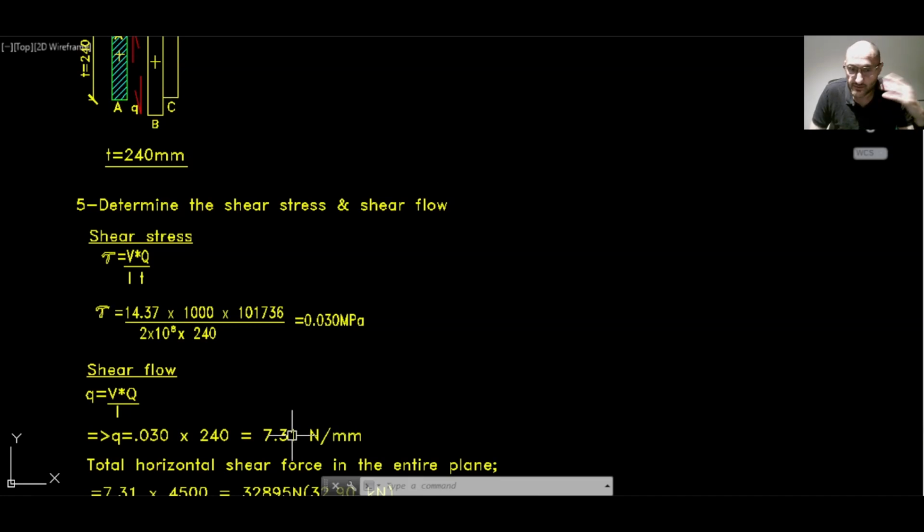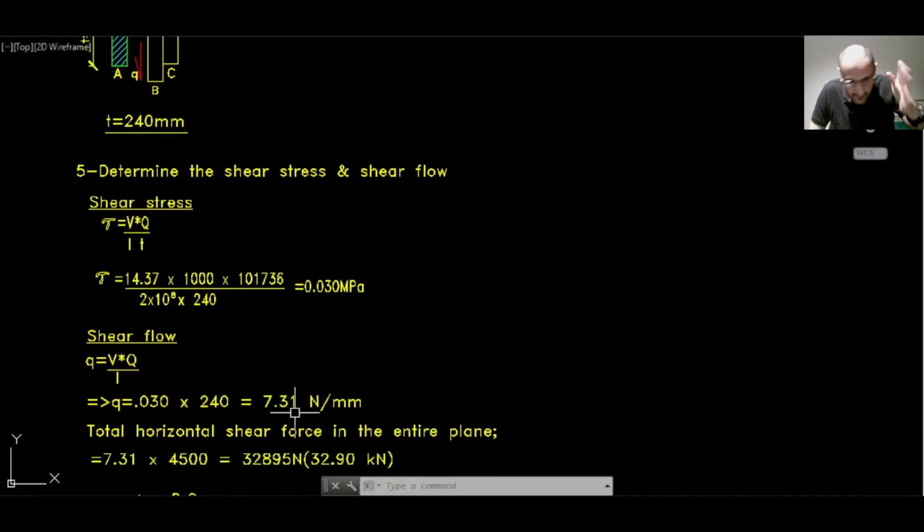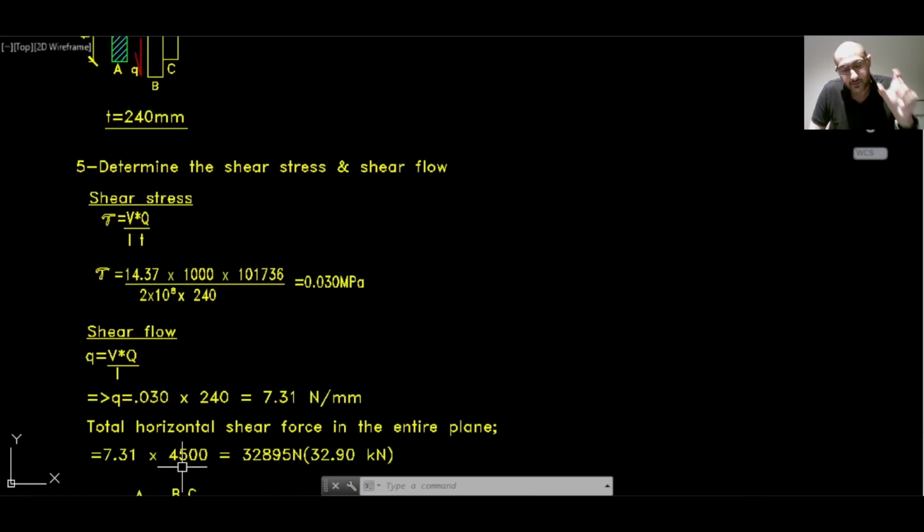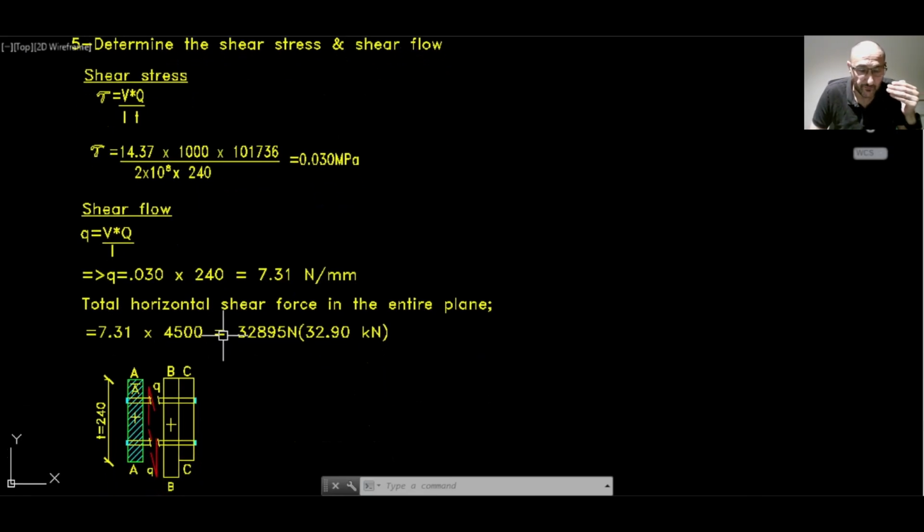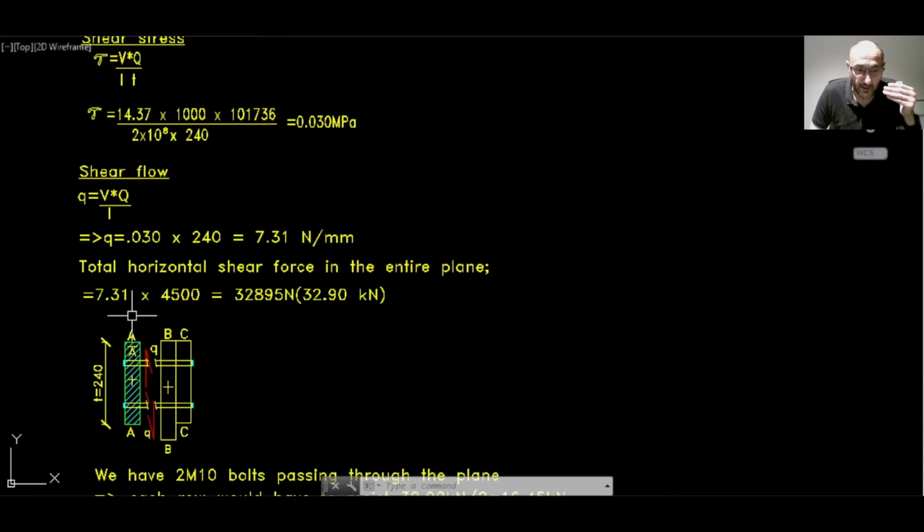So then the total horizontal shear force in the entire plane, in that single plane, is 7.31 multiplied by the length of the beam, and that will give us 32,895 Newton, which is 32.9 kilonewton, going through that plane here between AA and BB. So the total shear force just means that we have half the beam through shear force.